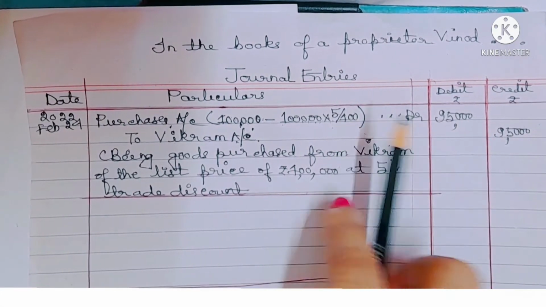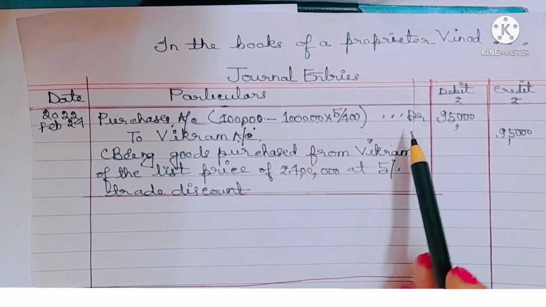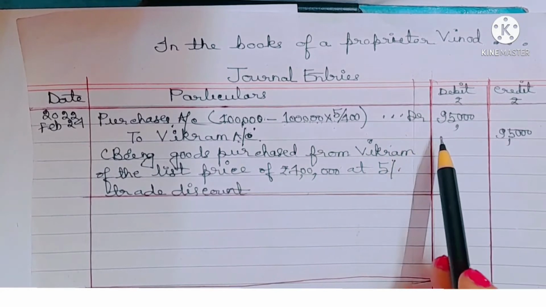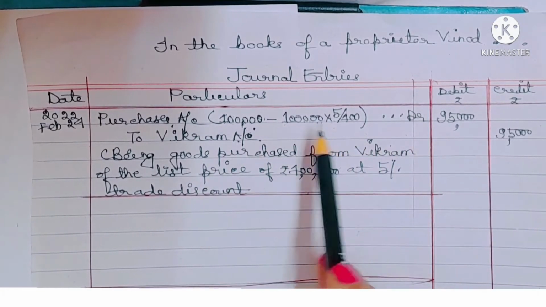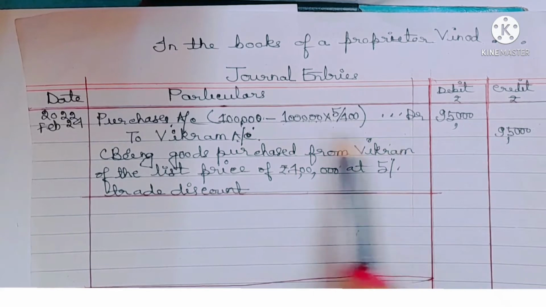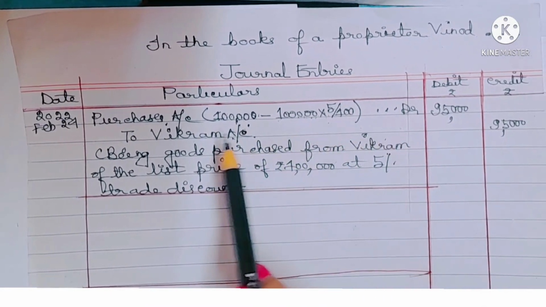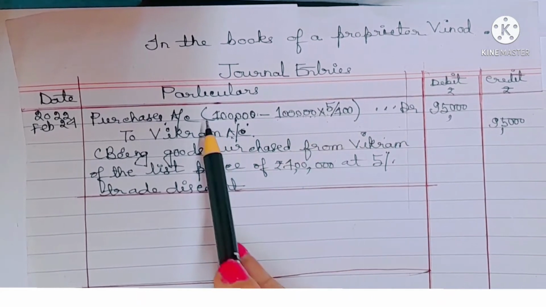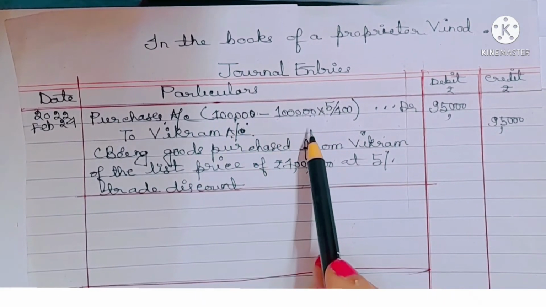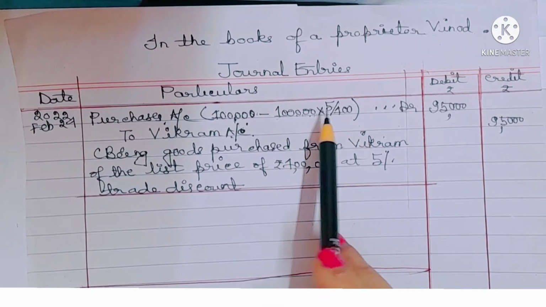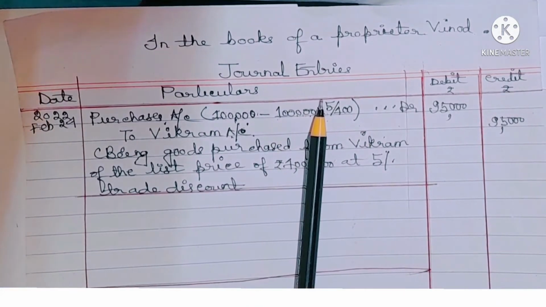Trade discount does not appear in the books of the buyer or the seller. Remember these things. There will be no separate journal entry for trade discount. Only we have to show the calculation. That's it. Easy? Clear?